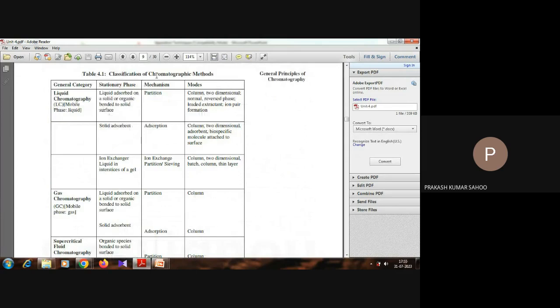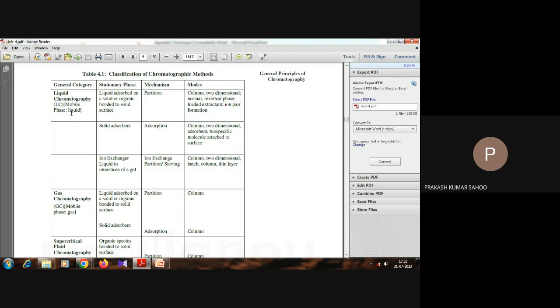That is this table. Just see this table. We have a classification of chromatographic methods: general category, stationary phase, mechanism, and mode. In general category, we have LC, that is liquid chromatography, where the mobile phase is liquid, and the stationary phase may be solid or organic bonded to solid surfaces. The mechanism is partition chromatography, and the mode will be column or two-dimensional, meaning paper or TLC, then reverse phase, etc. This ion pair formation is also one type.